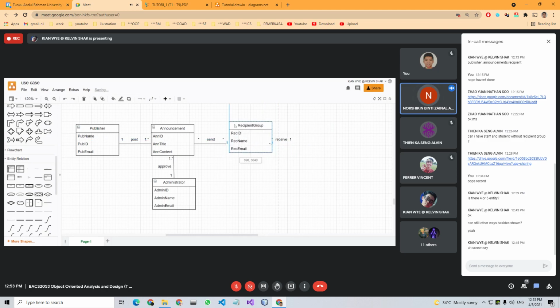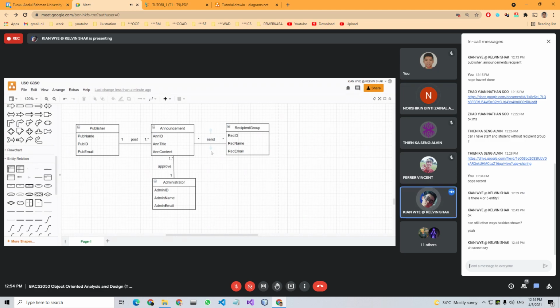But here in this example, I think he's doing something like this. Just send many announcement. Send announcement to many recipient group. Announcement sent to many recipient group, correct? And then the recipient group can receive. For recipient group, you should add receive many announcement.